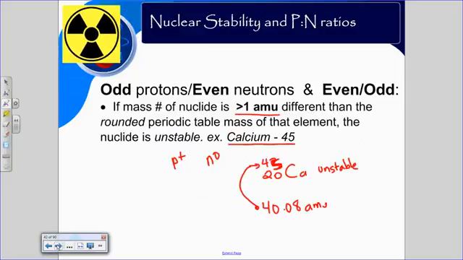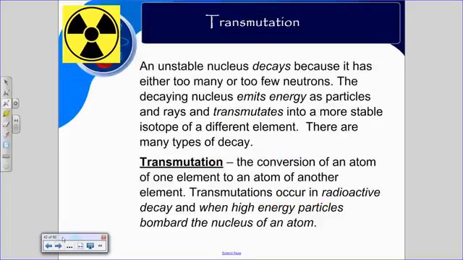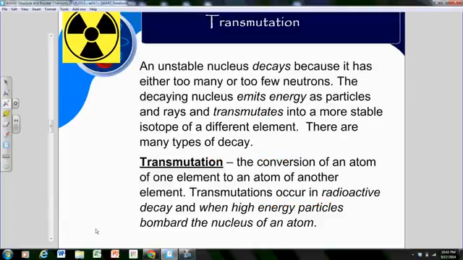And we're going to stop right there. We will talk about transmutation in the next visit.